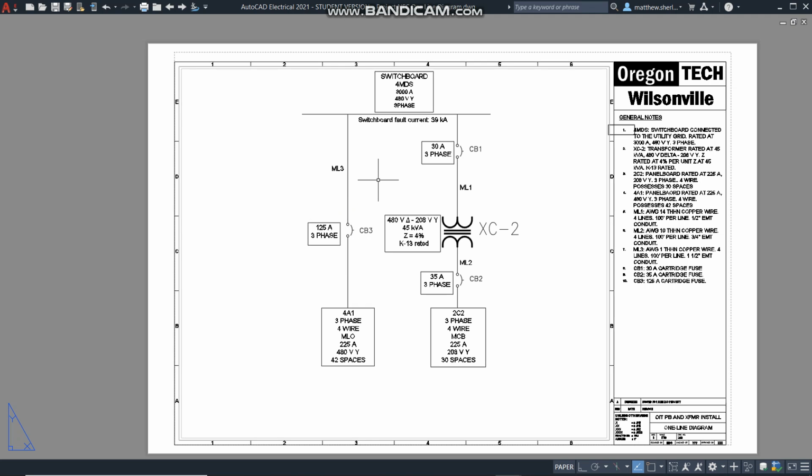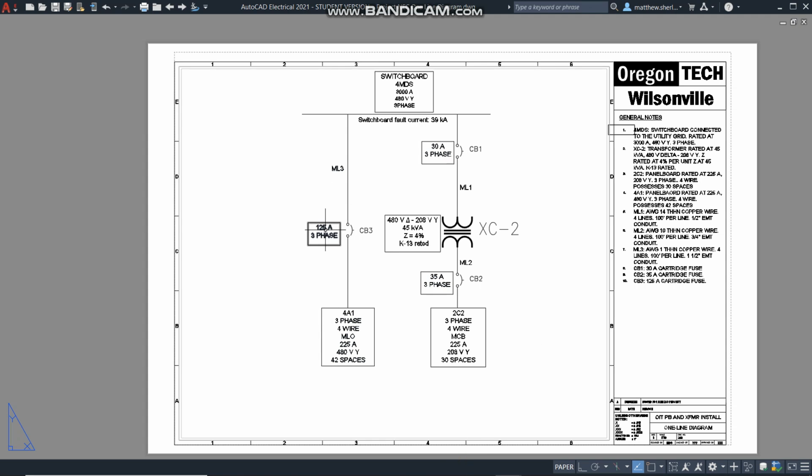The fuses are rated here on the secondary side of the transformer, which was the current times 125%, and on the primary side it was the current times 250%, and so that is why I'm using a 35 amp fuse and a 30 amp fuse here.